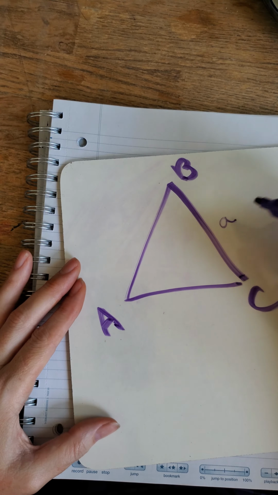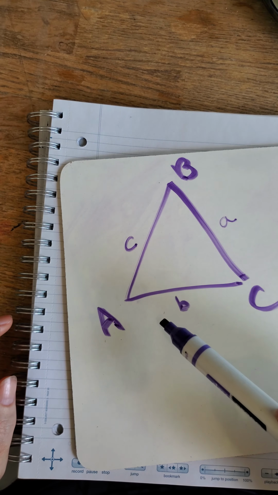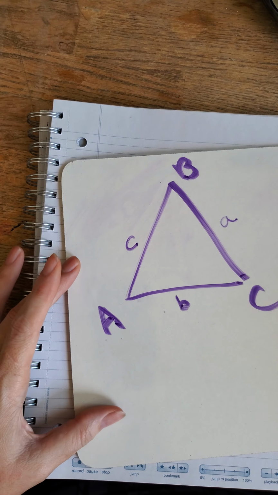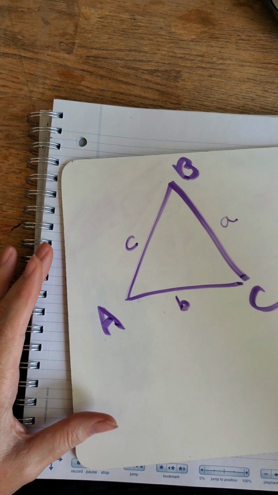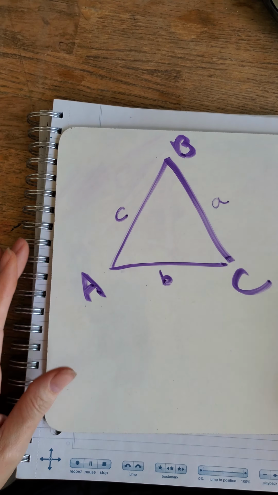Now, if we have at least three pieces of this triangle, we can find all the other pieces. So if we knew two angle measurements and one of the sides, or two of the sides and an angle measurement, or any combination of those, using the law of sines and law of cosines, we could find all the rest of the measurements for this triangle.